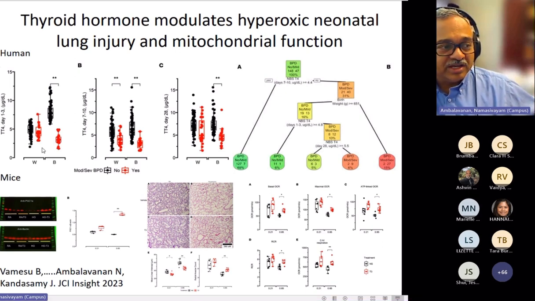So this is looking at the thyroid hormone levels that we got from the newborn screening. So remember that all babies get newborn screening, including our preterm babies. So we looked at T4, TSH, and so forth in a few hundred babies. So the black dots are the ones with moderate or severe BPD, and the red ones are the ones without.